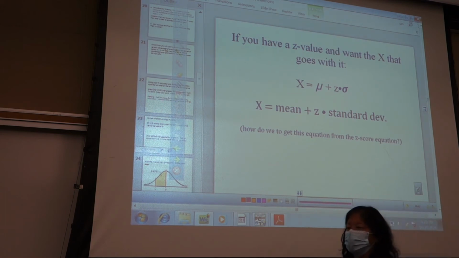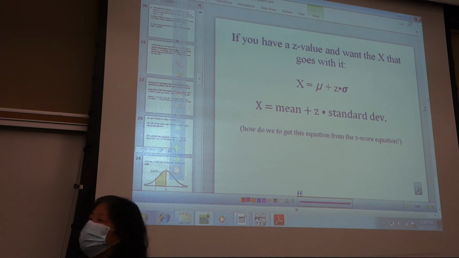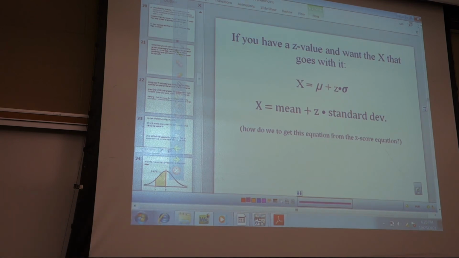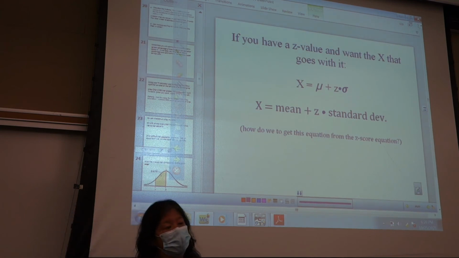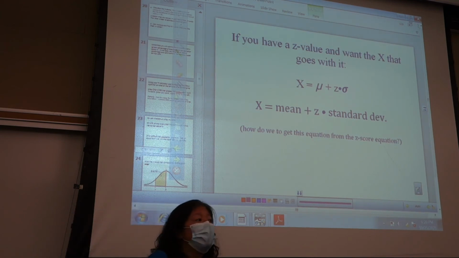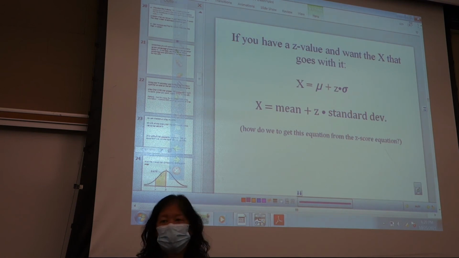Which makes more sense, because if someone said, what do I need to score to be in the top 10%? And you just say, well, buddy, you need to have a z-score that's 1.28 or higher. They're going to look at you like, what the heck are you talking about, right? You say, you need to have a score of 1430 or higher. You need to give them a number. Do you understand what I'm saying?